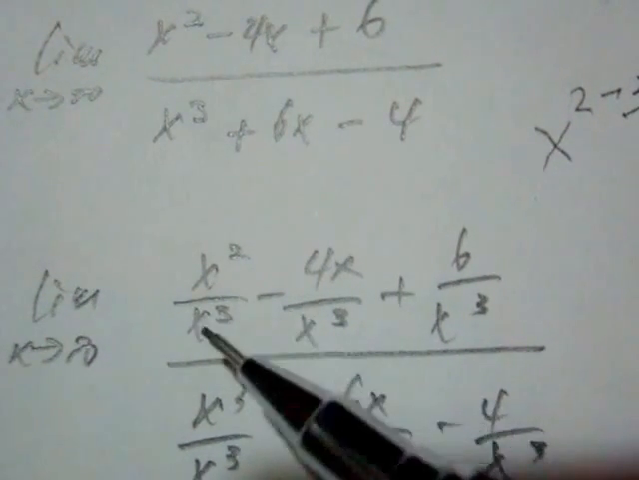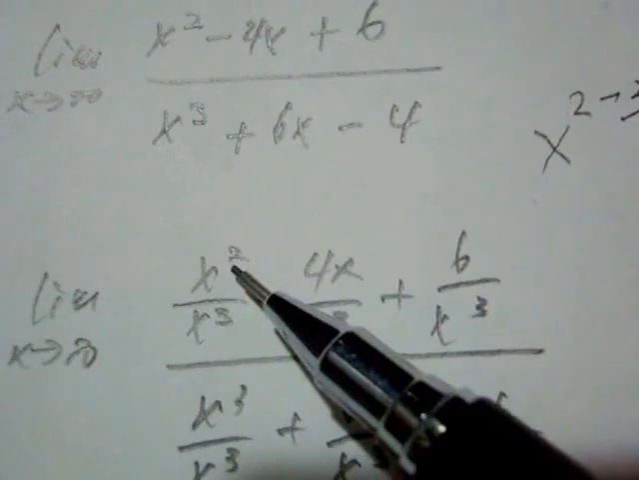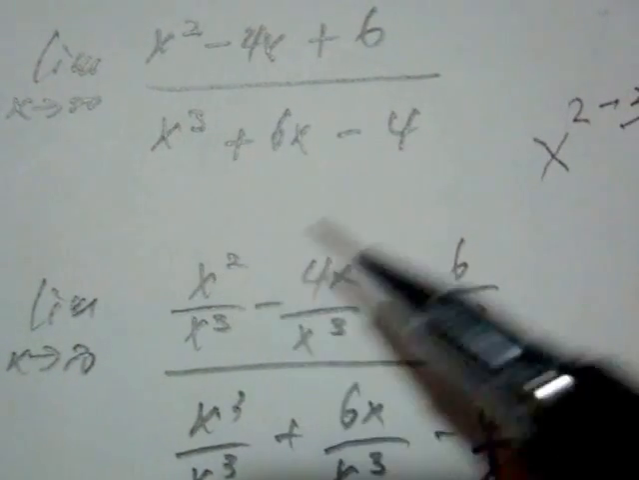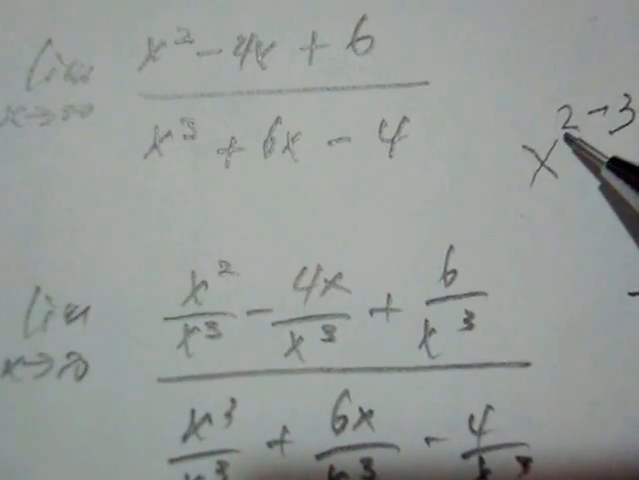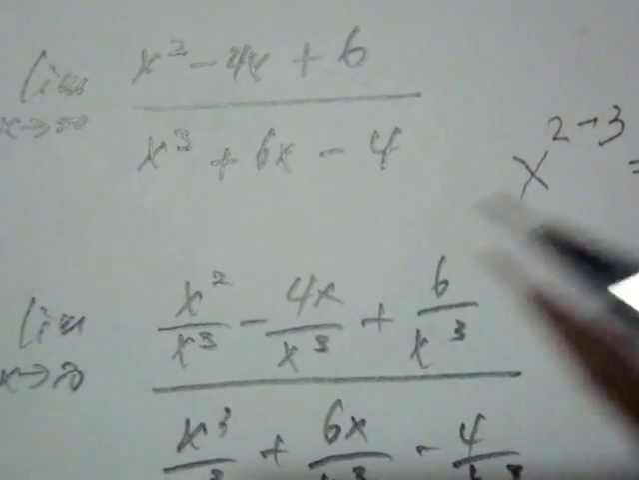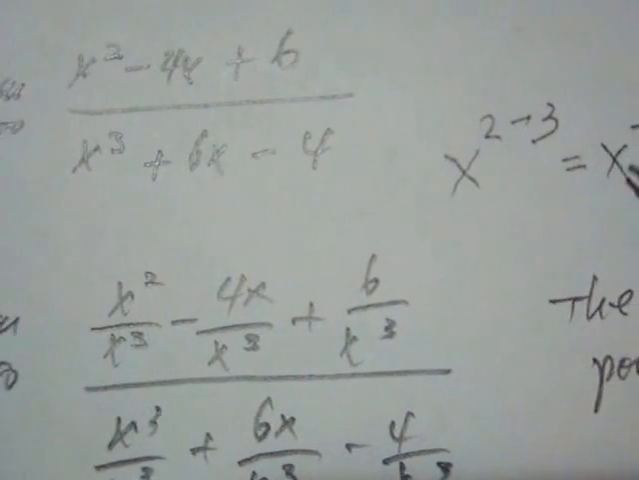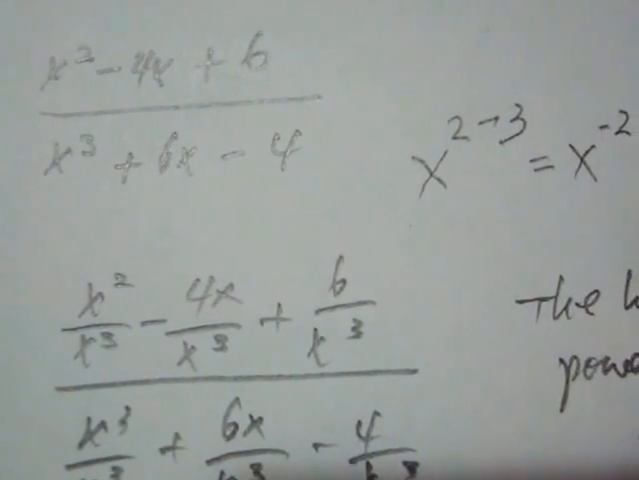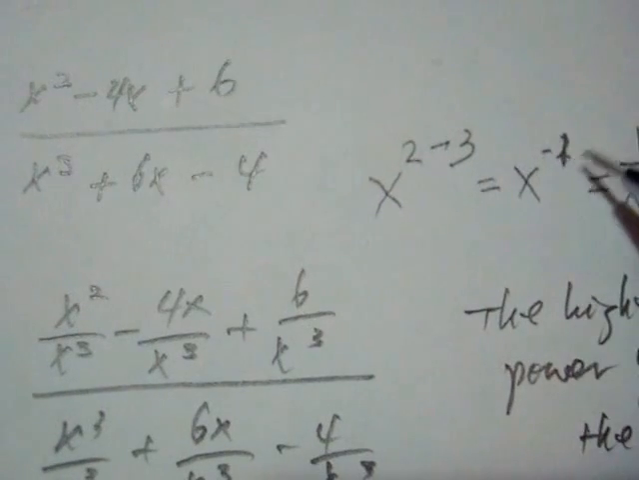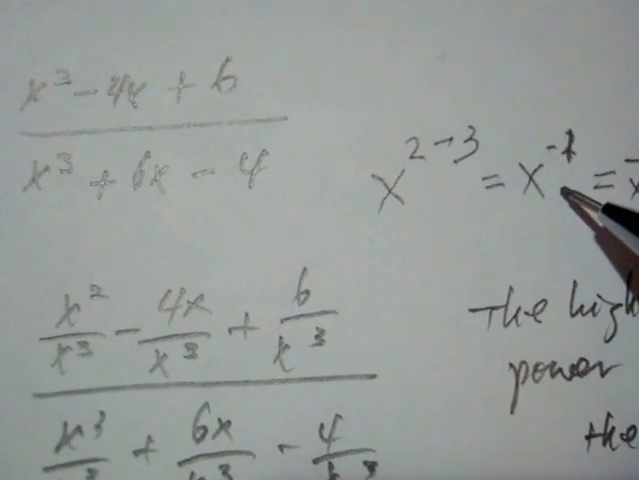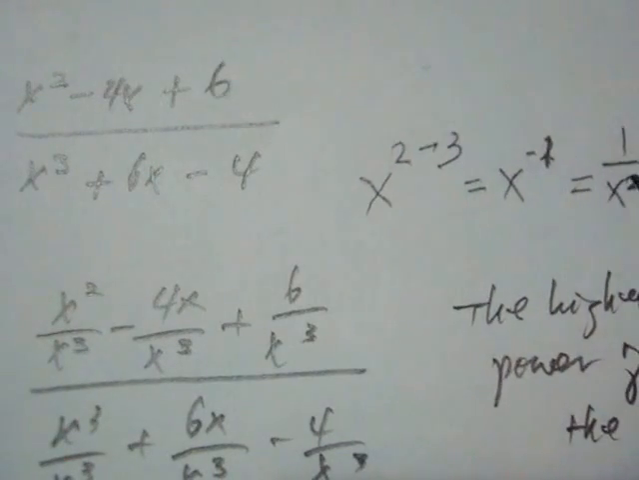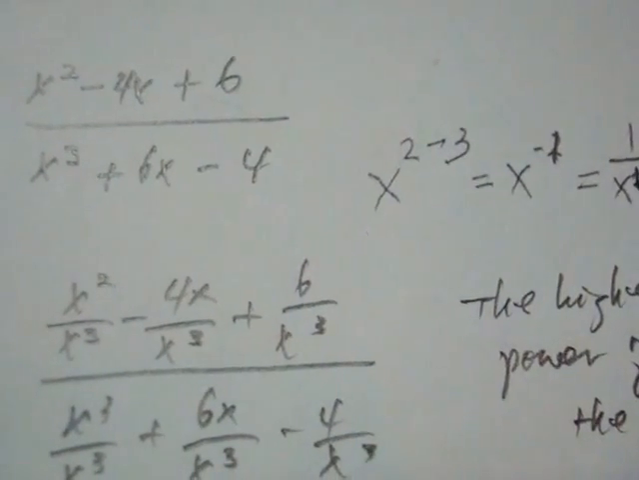Once you do that, to simplify this expression right here, you take x to the second minus x to the third. So it will be x to the negative 1. To get rid of the negative exponent, you just divide it by 1. So it will be 1 over x.